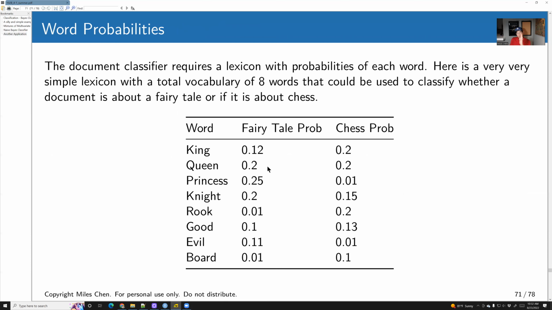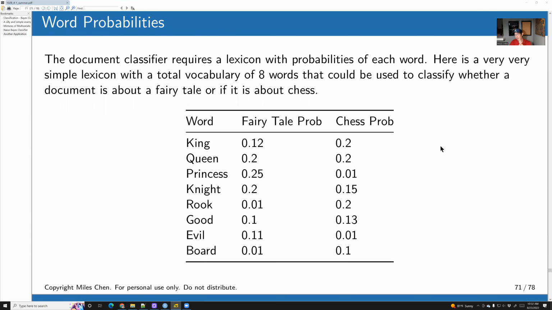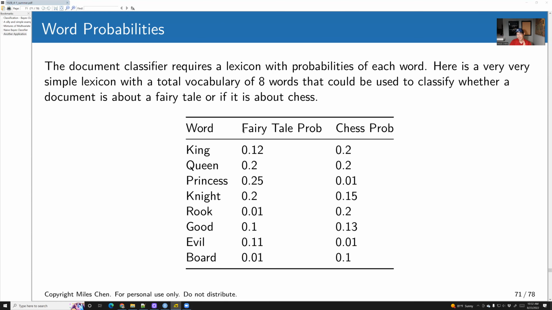Okay, so a document classifier requires what we call a lexicon, and the lexicon has word probabilities, right? So here I have an example lexicon. This is a very, very, very simple lexicon where there's only basically 8 words in our entire vocabulary. Our 8 words are king, queen, princess, knight, rook, good, evil, and bored, okay? And this lexicon, we have it defined for 2 classifications. The document could be about fairy tales, or the document could be about chess.